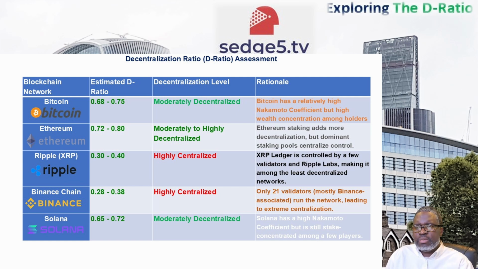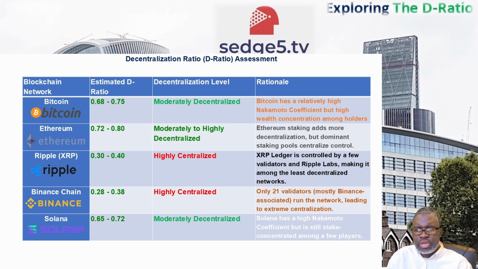Ethereum staking adds more decentralization, but dominant staking pulls centralized control. Yeah, if you are looking at, say, the Nakamoto coefficient or some of the HHI index, you'll probably find that Ethereum will be lower down the ranks. Why? Because of some of the protocols that are used for staking Ethereum, which means power is centralized within those protocols. But that will be a different tool.